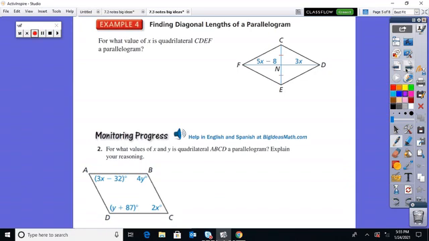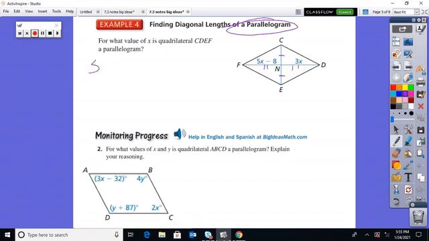All right, more properties of parallelograms. Finding diagonal lengths of a parallelogram. For what value of x makes it a parallelogram? So to be a parallelogram, of course, diagonals have to bisect each other. So NE is the same as CN, and FN would have to be the same as ND.